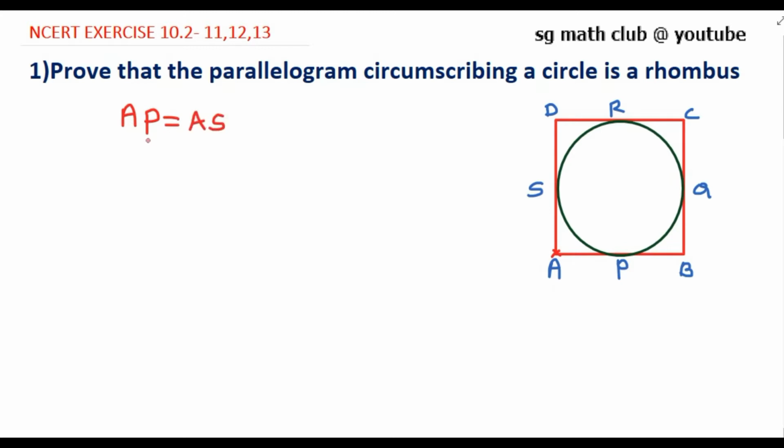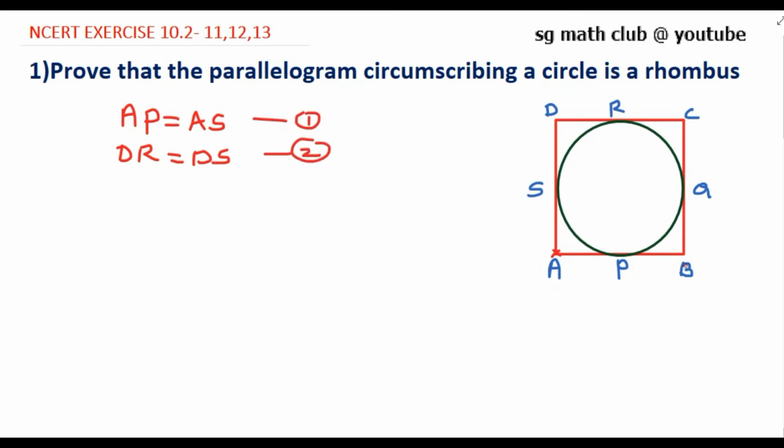Same way, if I take the point D, D is an external point with respect to the circle, and two tangents are drawn from the point D. So it is DR and DS. So I can write DR is equal to DS. Give this equation number 1, and this is equation number 2.